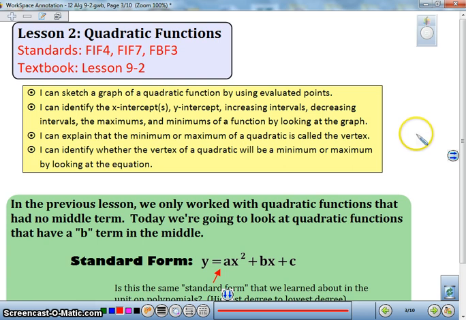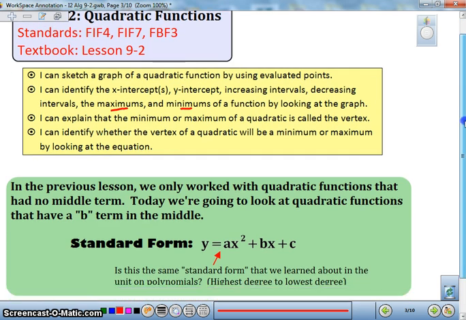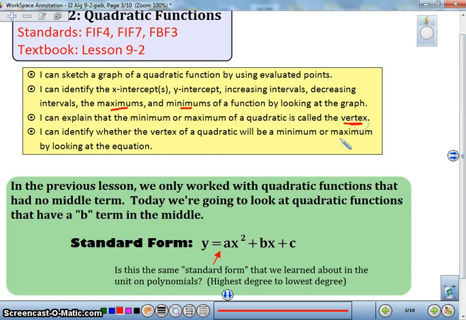So one of the things we are taking a look at now is, can we sketch a quadratic? Can we identify the x-intercepts, which we know are on the x-axis, and the y-intercept on the y-axis? Is it increasing or decreasing? Is there a maximum? Is there a minimum of our function? We need to be able to explain the minimum and maximum in our quadratic, that is actually going to be our vertex. And identify the vertex, which will be our minimum or maximum.